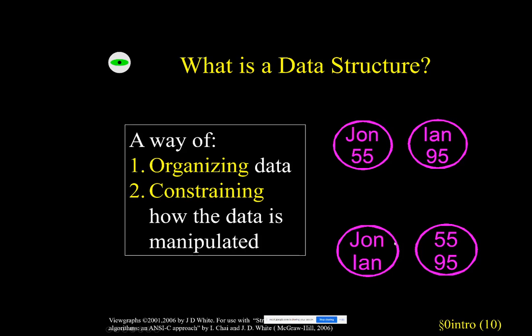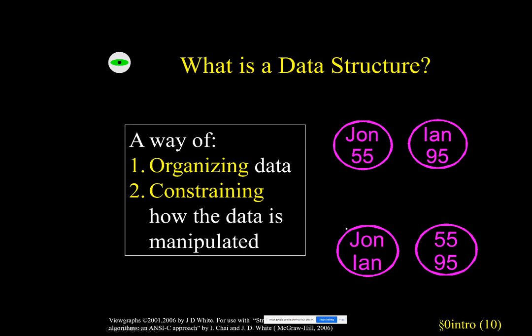So in one area I've got the names of people in my classroom, and I've organized the marks separately. Another way of organizing data would be to link the name and the mark together. So John, 55, Ian, 95. Okay, so I've now structured the data, so I've got a structure that contains a student's name and the mark. This way, I've got a structure that contains all the students' names and another structure that contains all the students' marks.